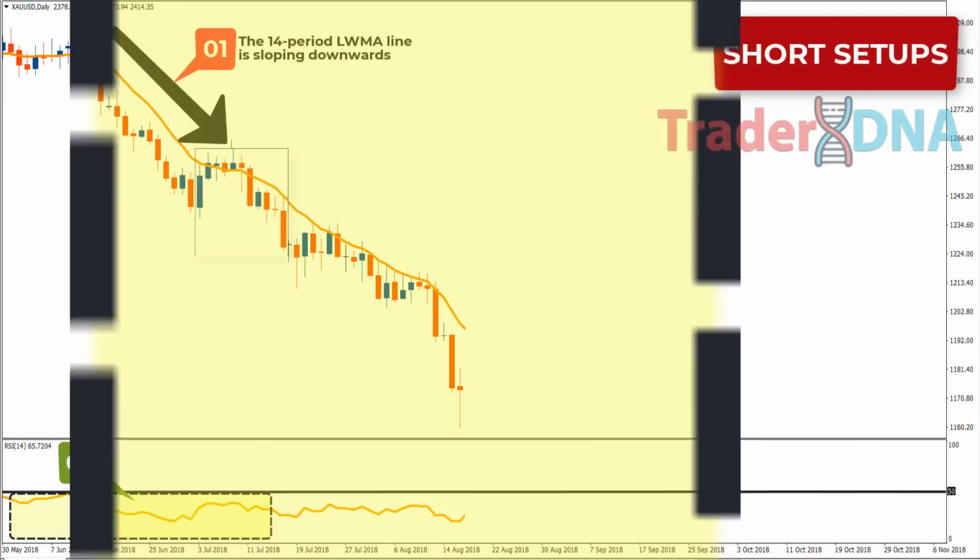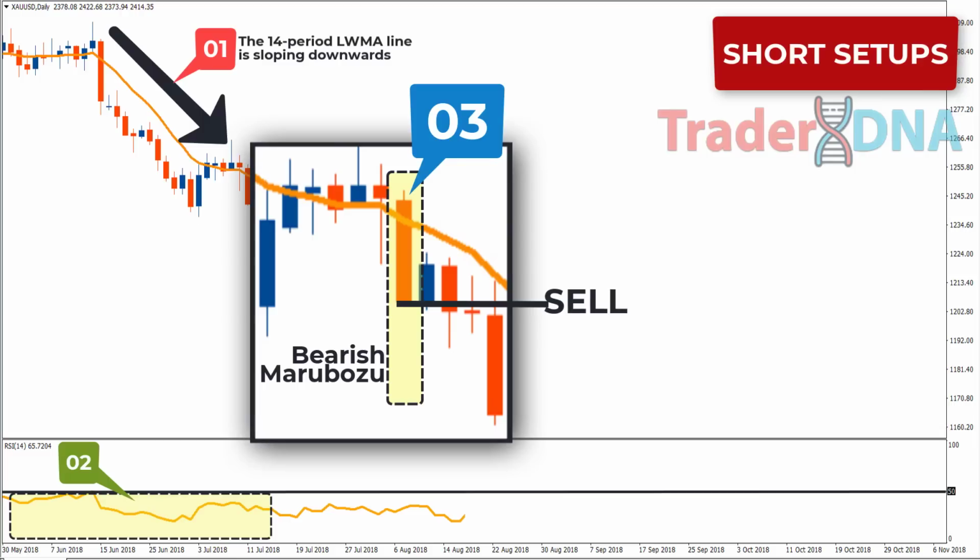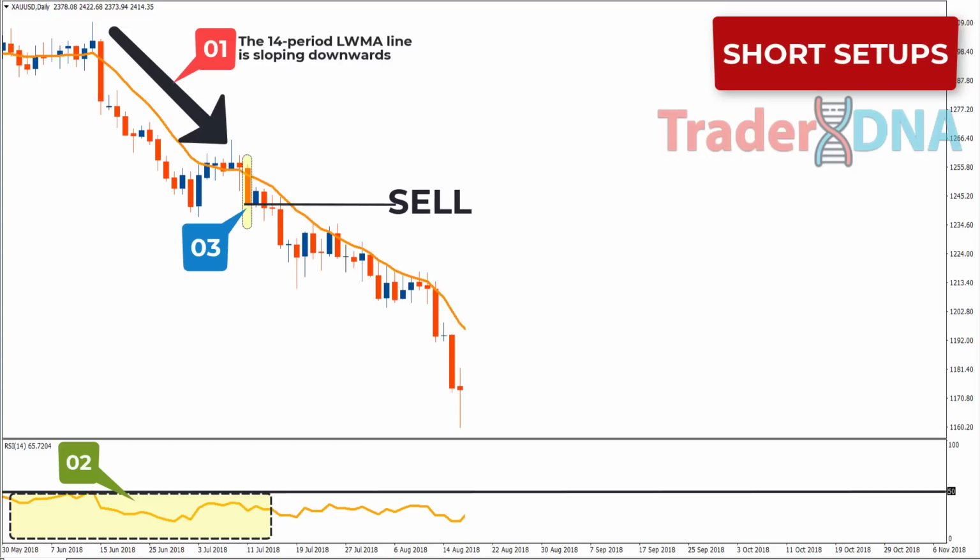Third, if a bearish Marubozu candlestick pattern forms, traders should immediately open a sell position at the close of that Marubozu candle, or at the opening of the next candle. Fourth, because this trading signal is very strong, traders can place a stop loss above the 14-period LWMA line, or above the high of the bearish Marubozu candle. Traders can choose the smallest stop loss to maximize profit.